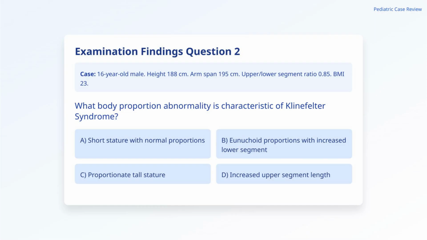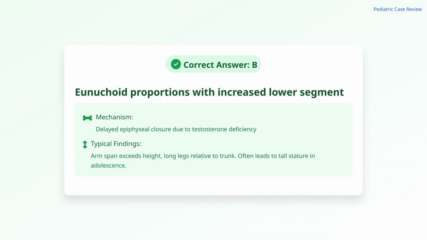Option A, short stature with normal proportions. Option B, eunuchoid proportions with increased lower segment. Option C, proportionate tall stature. Option D, increased upper segment length. The correct answer is B, eunuchoid proportions with increased lower segment.